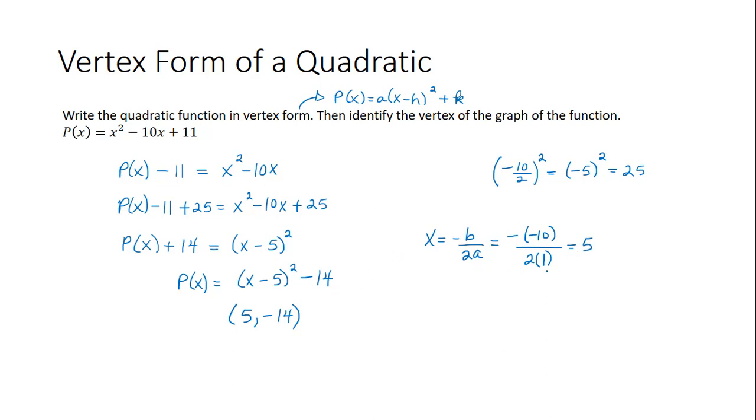But that's only half of the vertex. To find the y value, we then replace x with 5 in the function. So p of 5 would be 5 squared minus 10 times 5 plus 11, which is 25 minus 50 plus 11, or negative 25 plus 11, which is negative 14. So in either way, we get that the vertex is 5, negative 14.